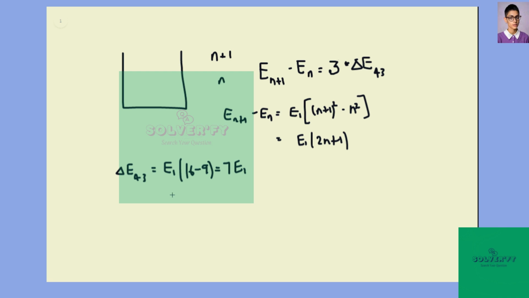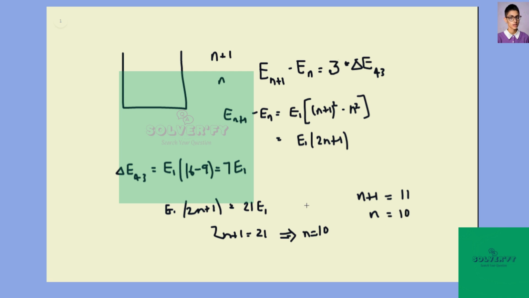So we need this to be equal to 3 times this. So E1 times (2n plus 1) is equal to 3 times 7 E1, which is 21 E1, and this implies 2n plus 1 is equal to 21, which is true only when n is equal to 10. This is the only option. So we get that the higher quantum number n plus 1 is supposed to be 11, and the lower quantum number n is supposed to be 10.